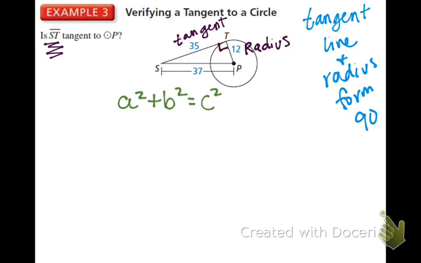So which one of these would be the letter C? 37, which makes these two A and B. You'll need out your calculators, if you want. Hopefully not to do 12 squared. I don't know what 35 squared is off the top of my head, but I do know 12 squared.